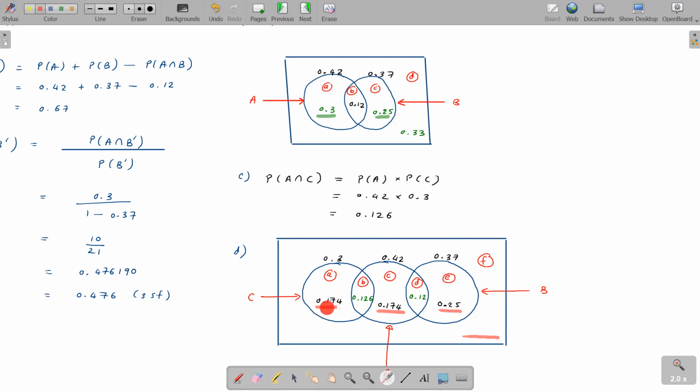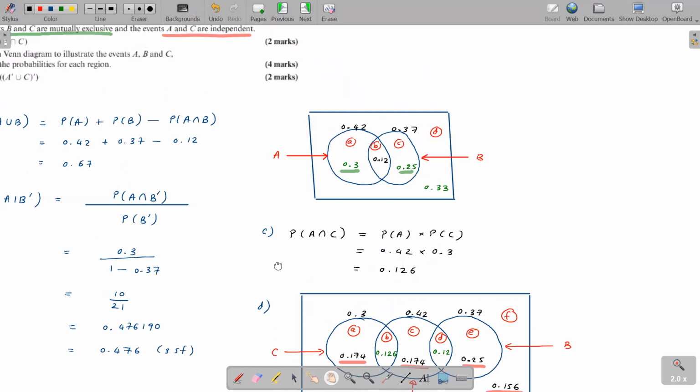So 0.174 plus 0.126 plus 0.174 plus 0.12 plus 0.25. You add all of them and deduct it from 1. Okay, and then you should get 0.156, right, guys? So that's quite a simple calculation, and you have now completed the Venn diagram. So this is the complete Venn diagram where you have marked every individual probability in each and every single region.